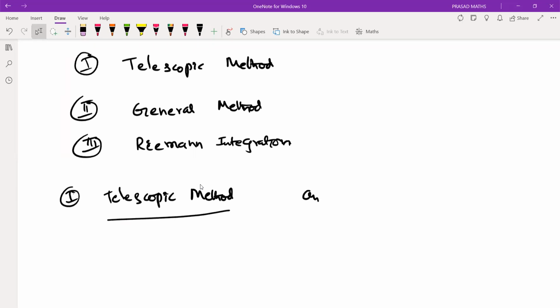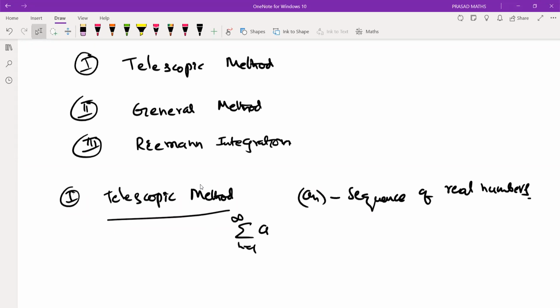Telescopic method means, suppose you are given a sequence of real numbers. This is exactly the summation n equals 1 to infinity of a_{n+1} minus a_n. This particular type of series is nothing but a telescopic series, the series corresponding to your given sequence.